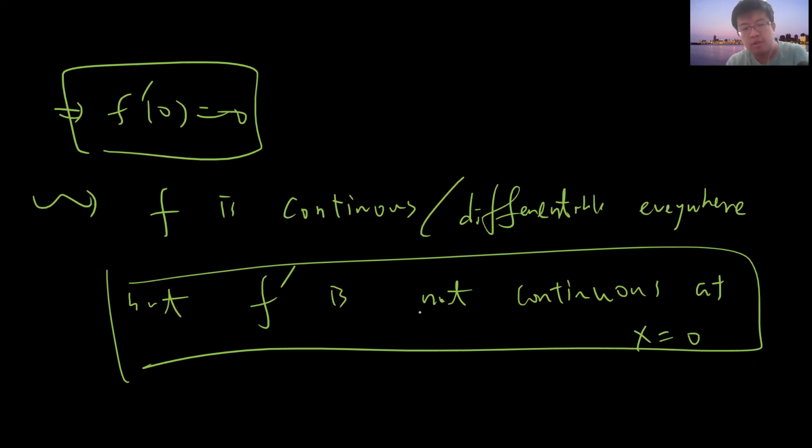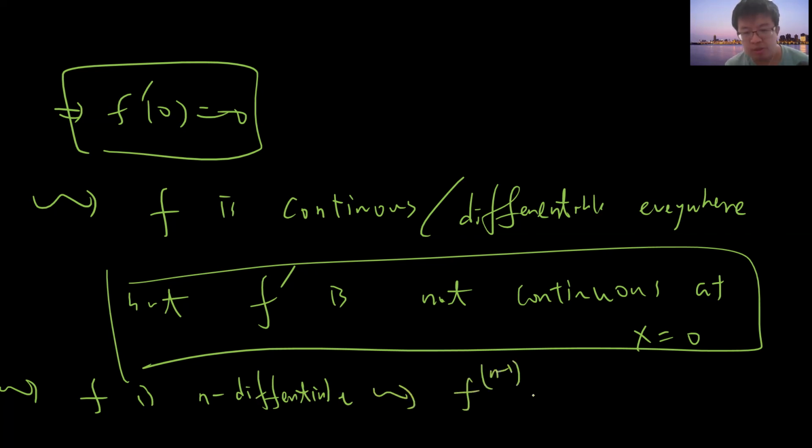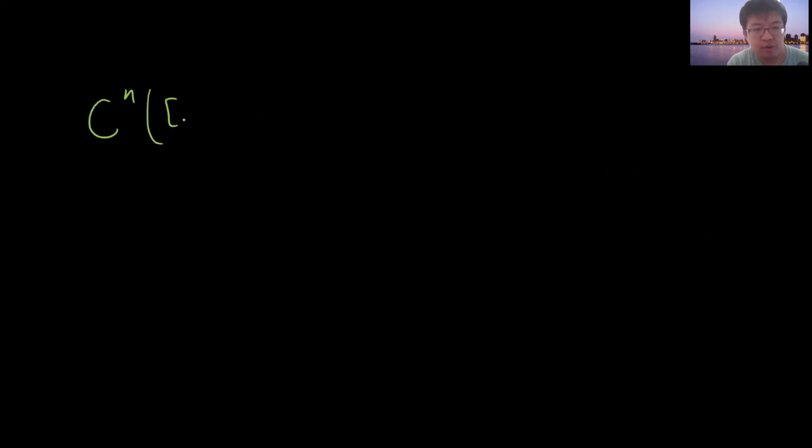Okay. So from the previous theorem, we know that if f is differentiable n times, then the previous derivative, the n minus 1 order, should be continuous, by our previous theorem. So actually you can define some notation called C of n, for functions from a to b.